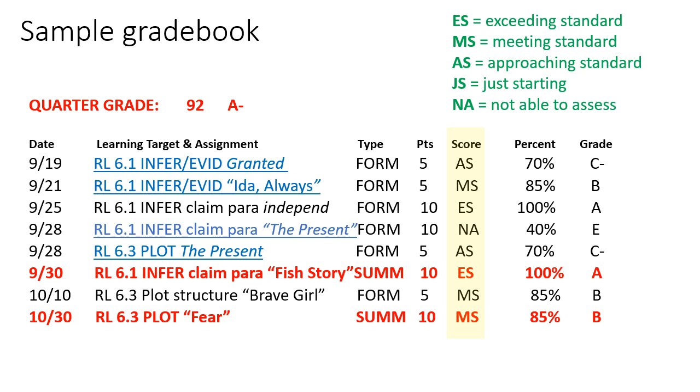This student received marks on the formative assessments of AS, MS, ES, and then there was one NA because it was missing. And there's just two summative assessments here. The average of 100% and 85% is 92%. So that's the student's grade.